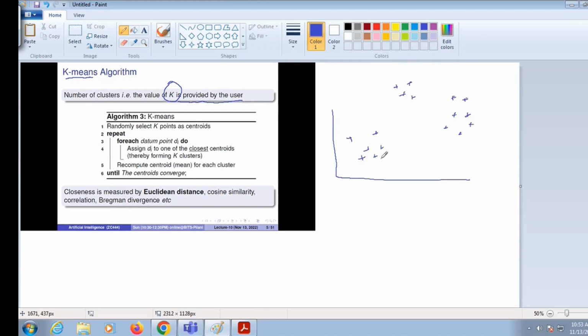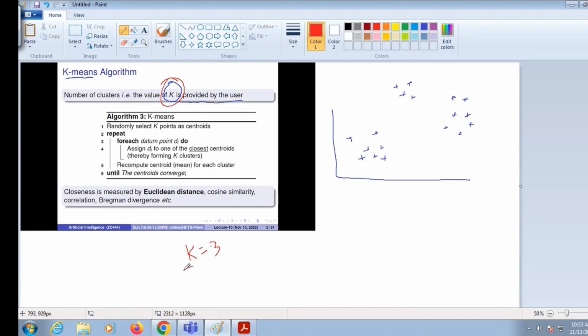Here are four items. The idea is this, please concentrate on this: the user is going to provide the value of k. So can you tell me what value of k I should take? One value? If I take one, everything would be one. So the better is three.